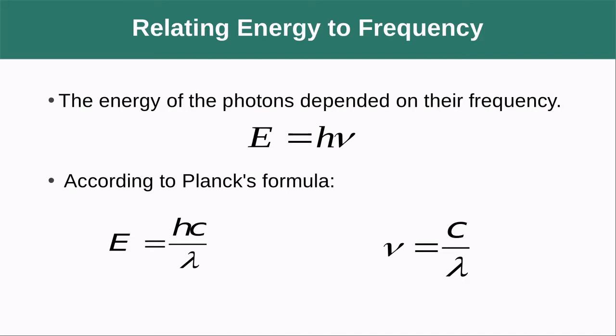So if we have these equations now that the energy is equal to Planck's constant times the frequency, we can substitute in our idea that frequency is equal to the speed of light divided by lambda, and we now have an equation that relates energy to wavelength as well.